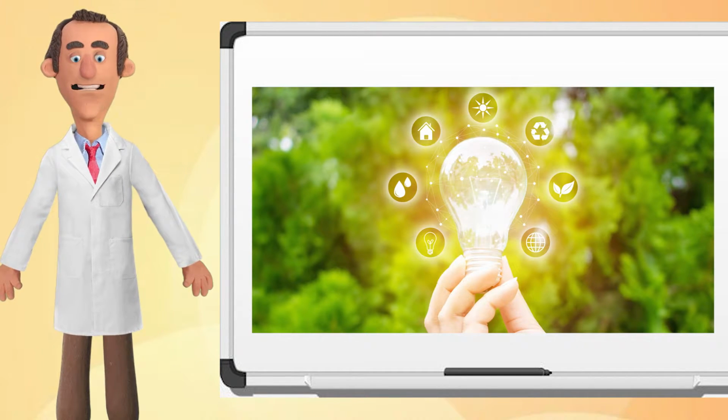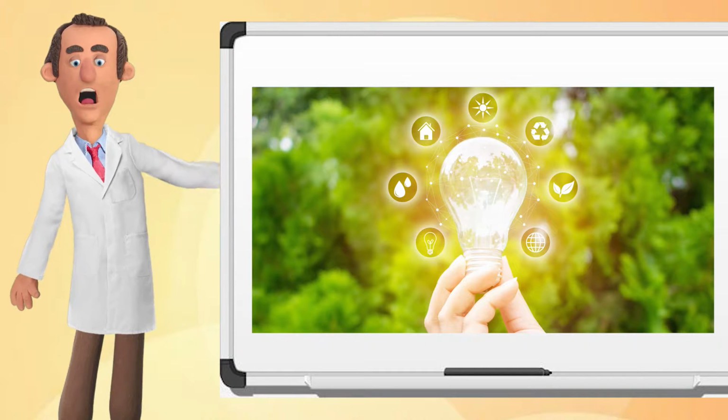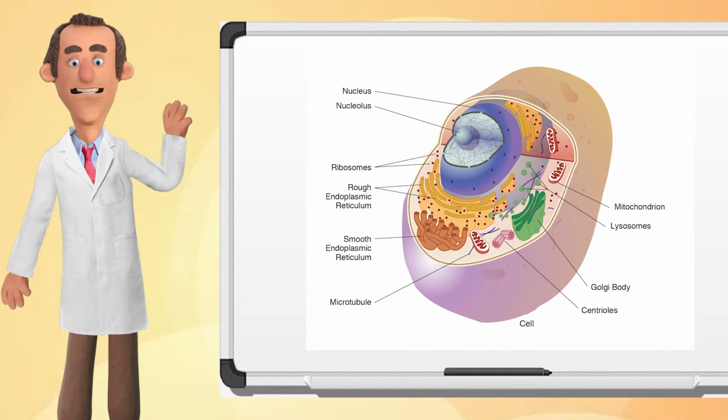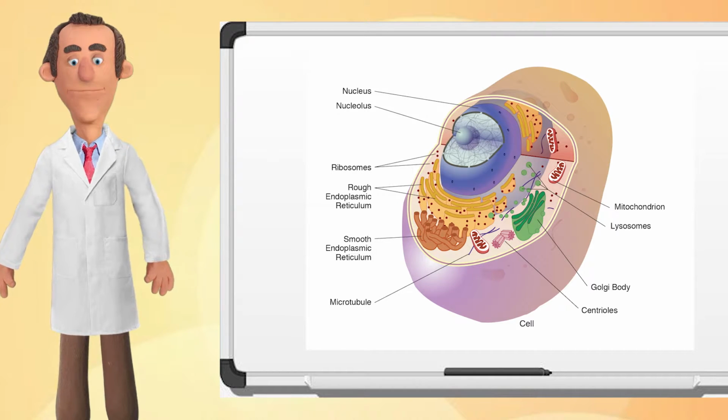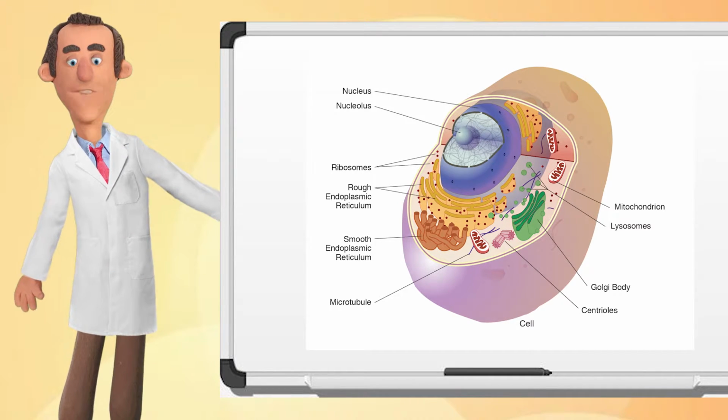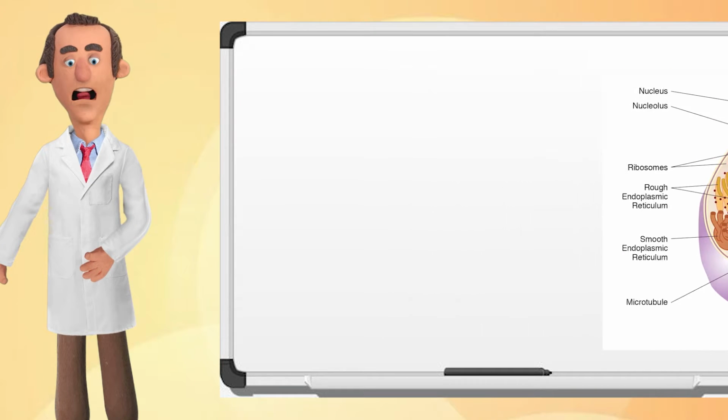Cells have many parts, each with a different function. Some of these parts, called organelles, are specialized structures that perform certain tasks within the cell. Human cells contain the following major parts, listed in alphabetical order.